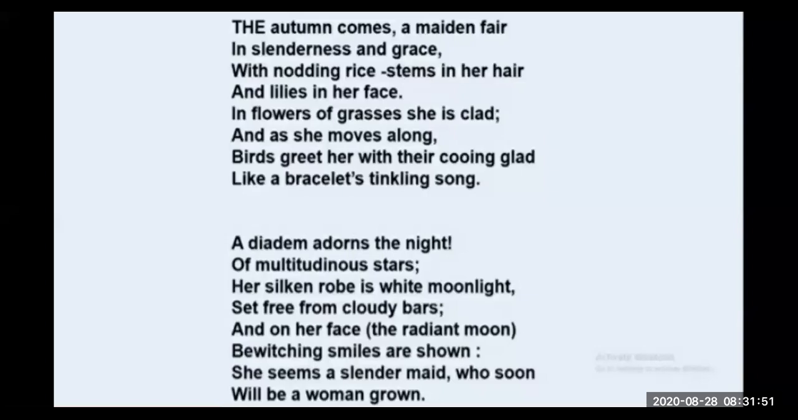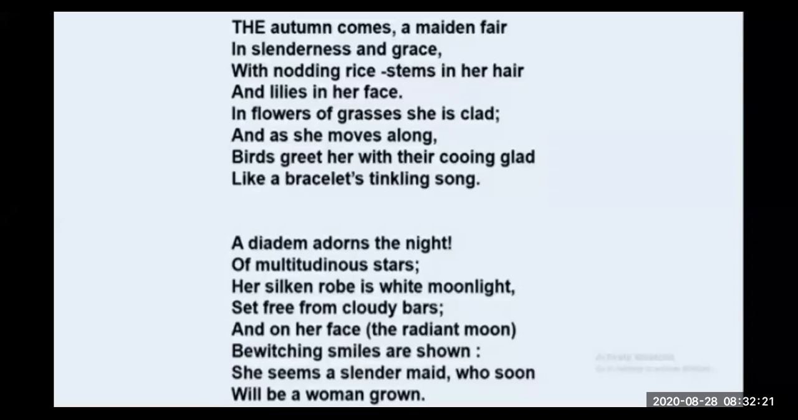So when we write the appreciation of this poem, what will we do first? The title will be Autumn, written by the poet Kalidas and translated into English by Professor A.W. Ryder. What is the rhyme scheme there? A, B, A, B, C, D, C, D. And which are the figures of speech here? Personification, simile, metaphor, and alliteration.